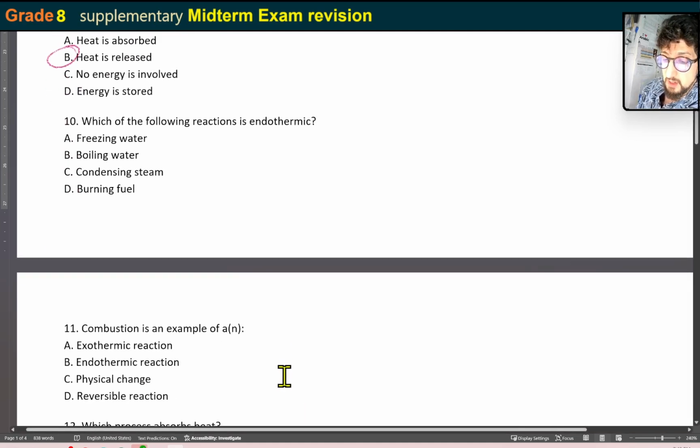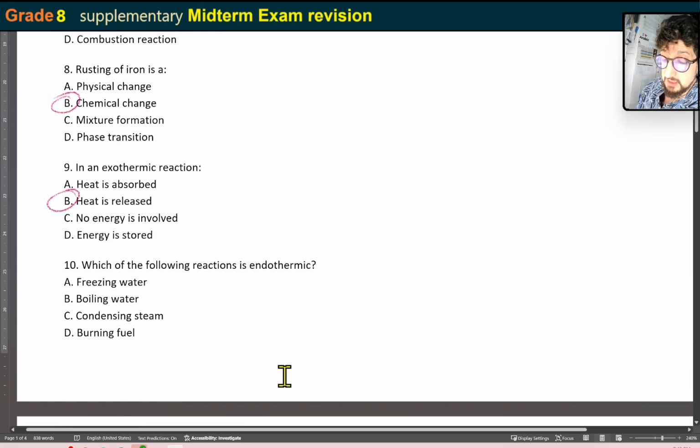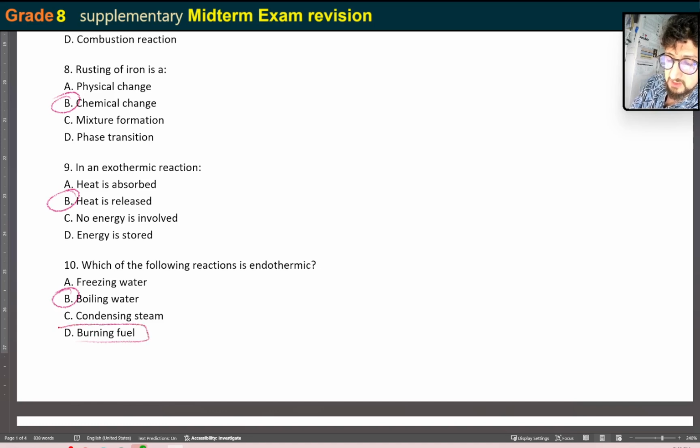Okay? Which of the following reactions is endothermic? That means it takes in energy. And the answer to that is boiling water. Now, let's go through them slowly and we'll find out why. So burning fuel, that's easy. Burning fuel is exothermic because you release a lot of energy, right? So that's exo.